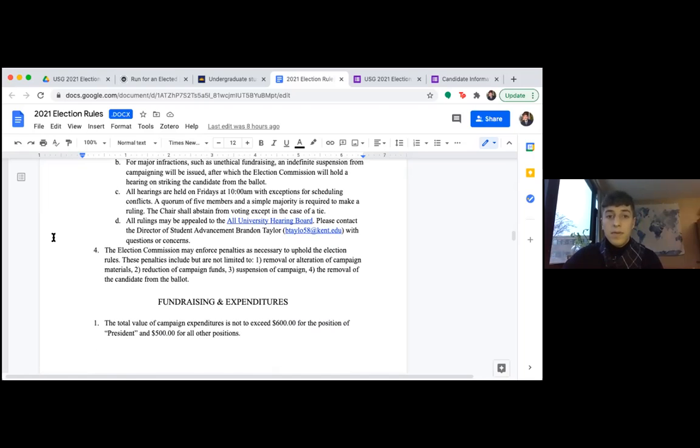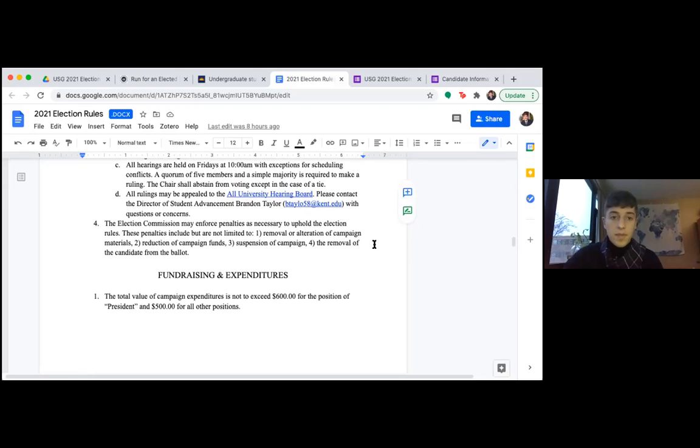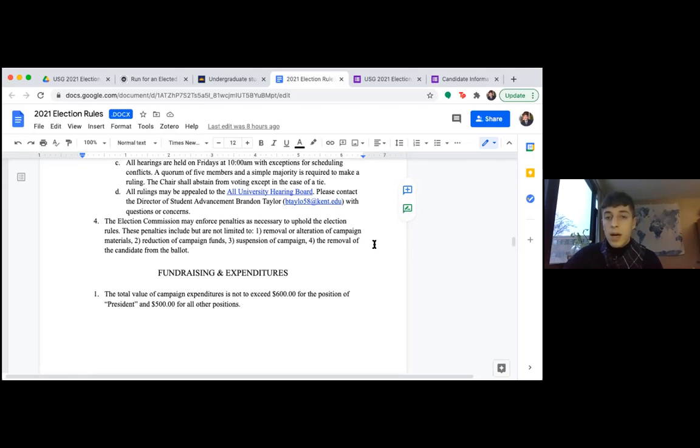Things like unethical fundraising can result in an indefinite suspension from campaigning until we hold a hearing, which could strike the candidate from the ballot. Again, look over these rules, but as long as you're following the general guidelines, you really shouldn't confront any of these violations. All of our hearings are going to be held when our meetings are held at 10 a.m., with the exception of some scheduling conflicts.